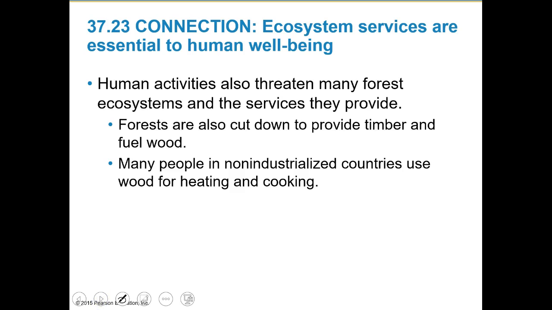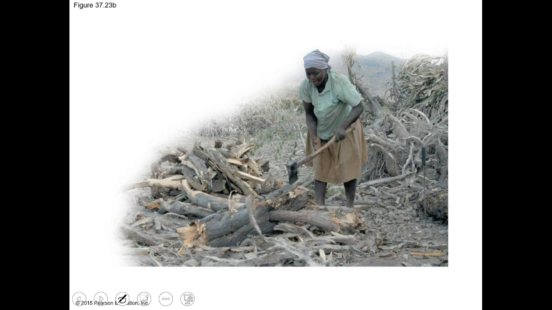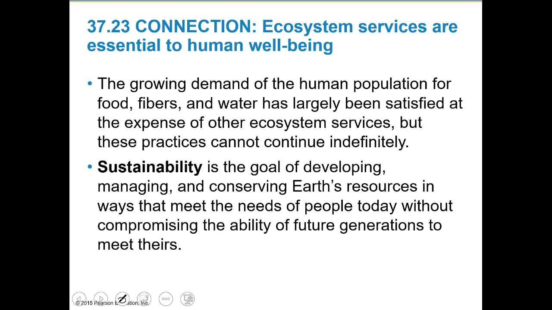So human activities also threaten many forest ecosystems and the services they provide. So forests are cut down to provide timber and fuel wood. Many people in non-industrialized countries use wood for heating and cooking. So we're threatening forests by chopping things down and utilizing them more often. But here's the best part. So the growing demand of the human population for food, fibers, and water has largely been satisfied at the expense of other ecosystem services, but these practices cannot continue indefinitely.